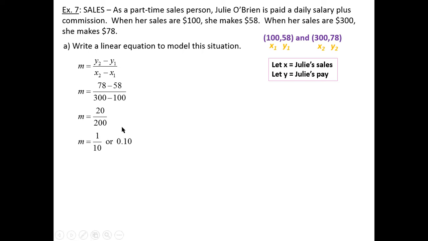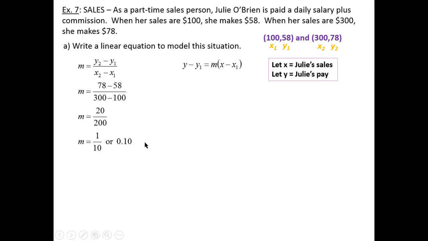That reduces to 1/10. And most of the time we are going to leave slope in fraction form, but this is one rare occasion. Since we're talking about money, it might be easier for us to change 1/10 into 0.10. And that way you can think of it as dollars, like $0.10 or 10 cents.